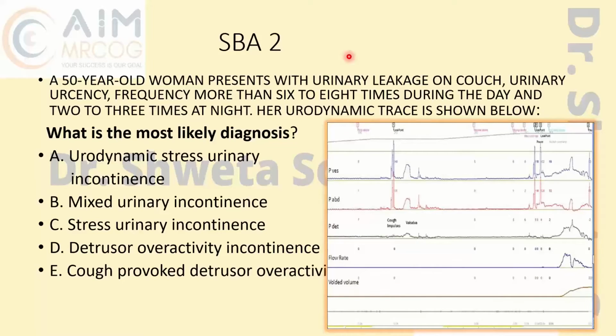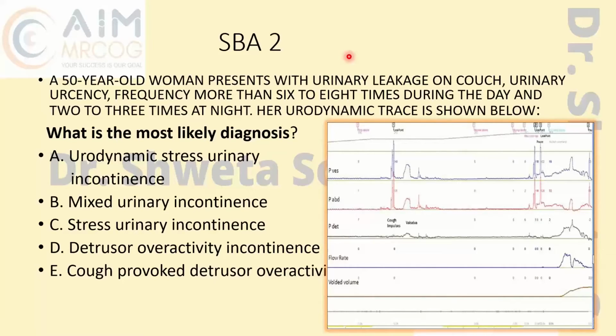A 50-year-old woman presents with urinary leakage on cough, urinary urgency, frequency more than 6 to 8 times during the day and 2 to 3 times at night. Her urodynamic trace is shown below. What is the most likely diagnosis?